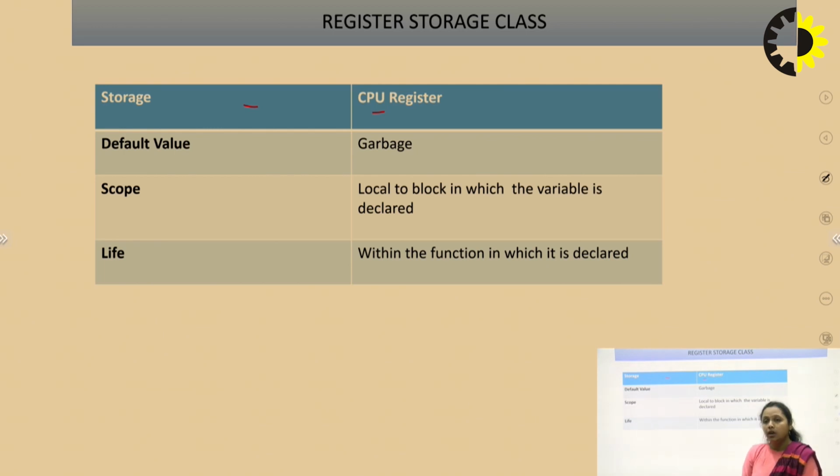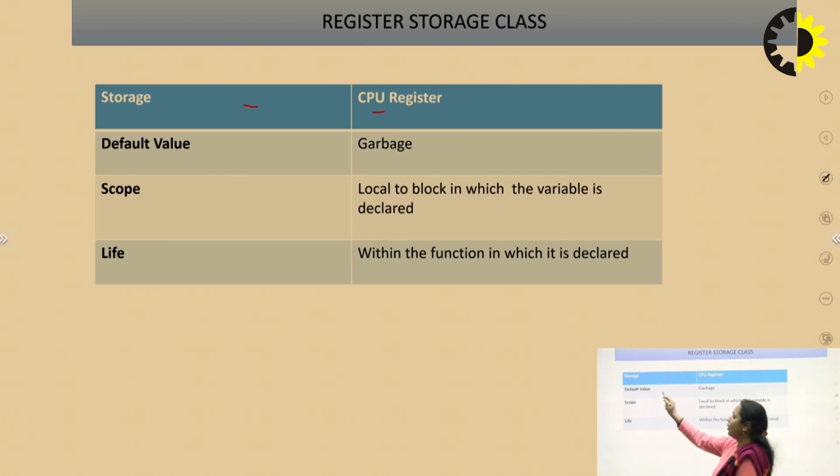But first of all, the data is tried to be stored in the CPU registers. But if CPU registers are not available, then it will access the main memory. So this is the clause with the register storage class.